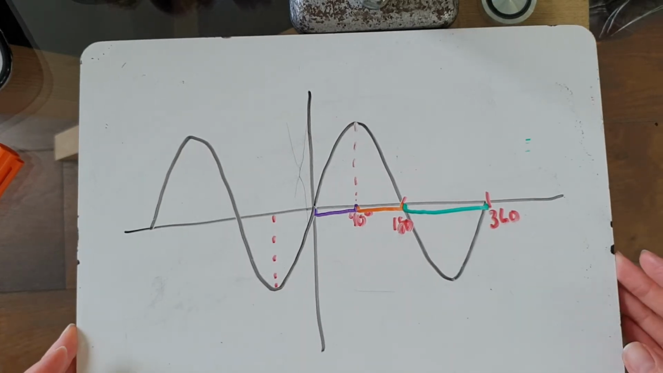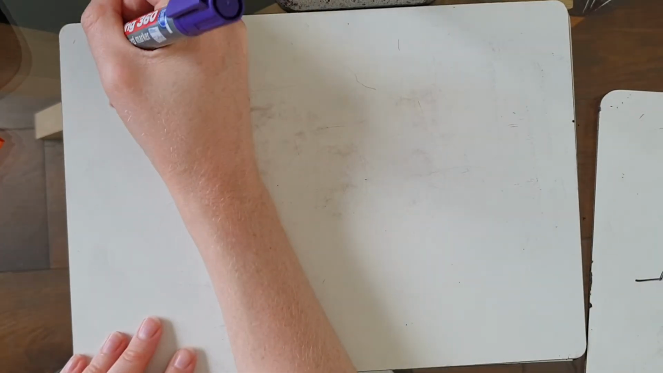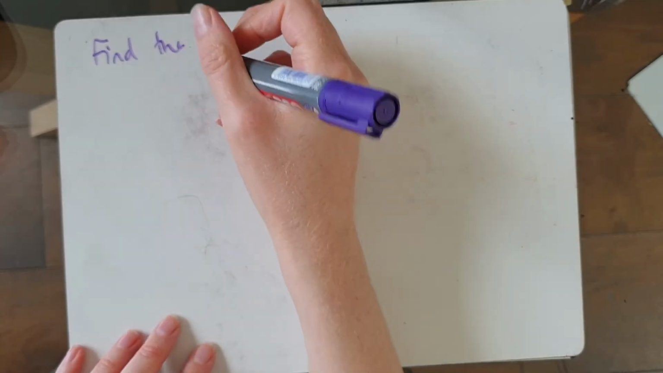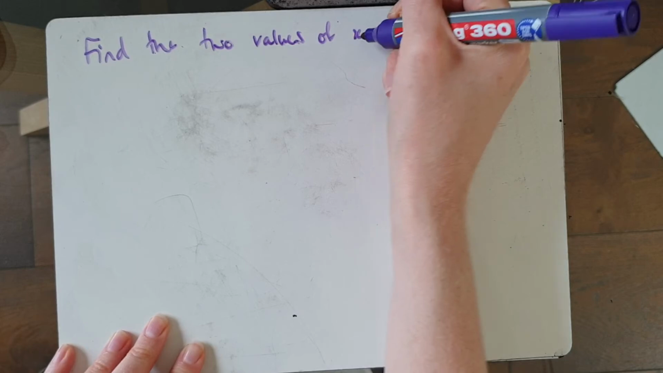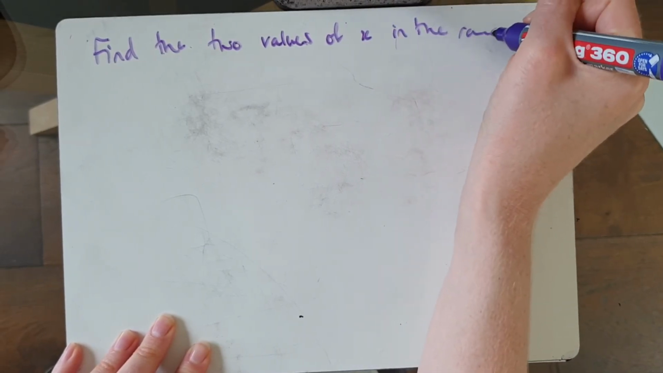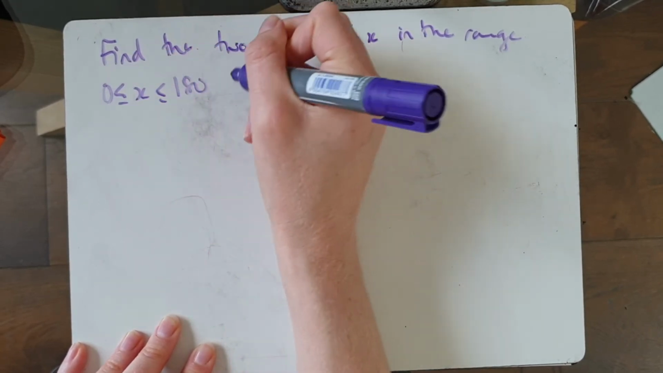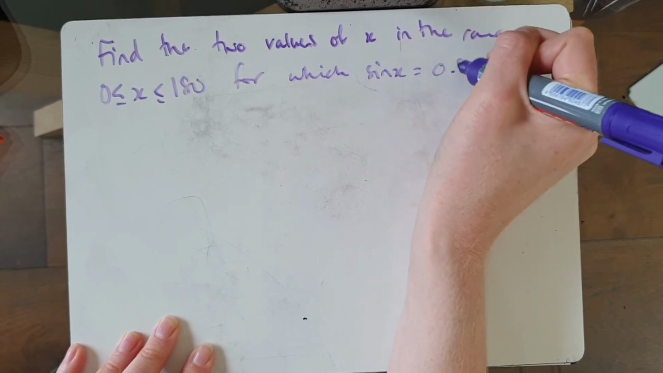So this example is going to be for acute and obtuse angles. So this is example 1 on the sheet that I've uploaded, and it is find the two values of x in the range 0 is less than or equal to x is less than or equal to 180, for which sine x equals 0.85.